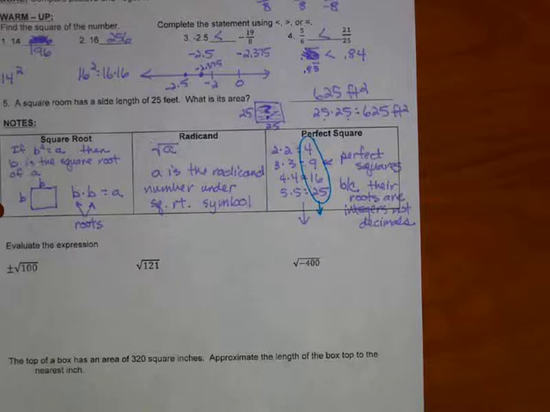Okay, on your calculator, do the square root of 5. Is 5 a perfect square? No. Why not? Because its root is a decimal. Okay? How about 169? Is that a perfect square? Yes, because its root is what? 13, an integer. Okay, make sense?